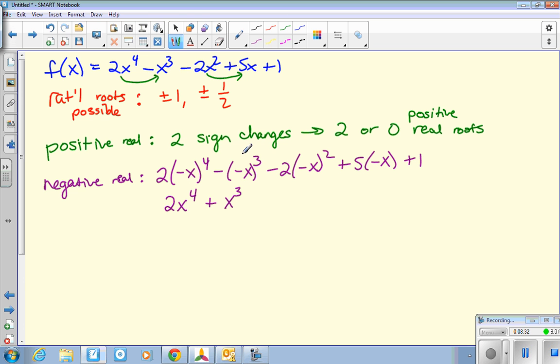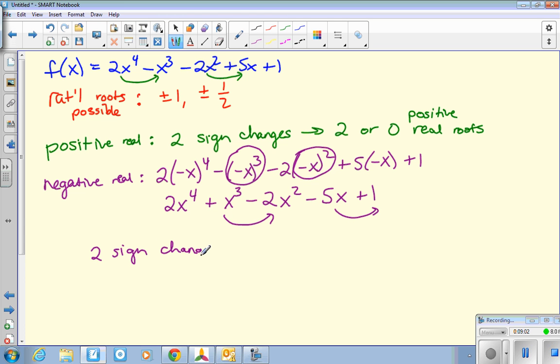So if you want to prove that, you're doing the x cubed part first. Negative cubed is negative, minus a negative is positive. Negative squared is positive, but minus a positive is negative. Positive times negative is negative. And now count the sign changes. Well, there's 1 sign change here, another sign change here. So 2 sign changes in f of negative x means that there are 2 or 0 negative real roots.